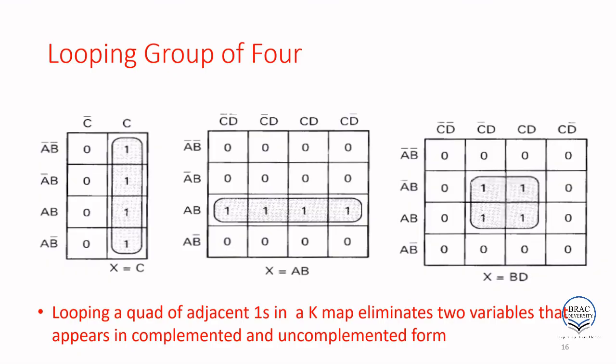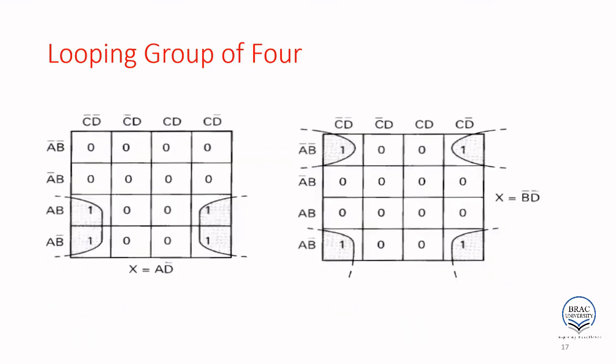If you just look at here, it is only C. If you look at here, it is only AB. If you look at here, it becomes A prime B, AB, then A prime is cancelled and it becomes B. And from here, C prime is cancelled and it becomes D. So BD. This is the same thing we discussed.